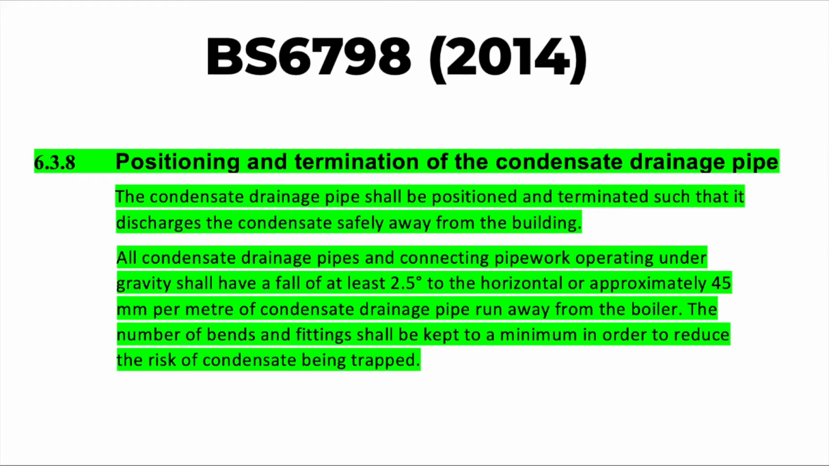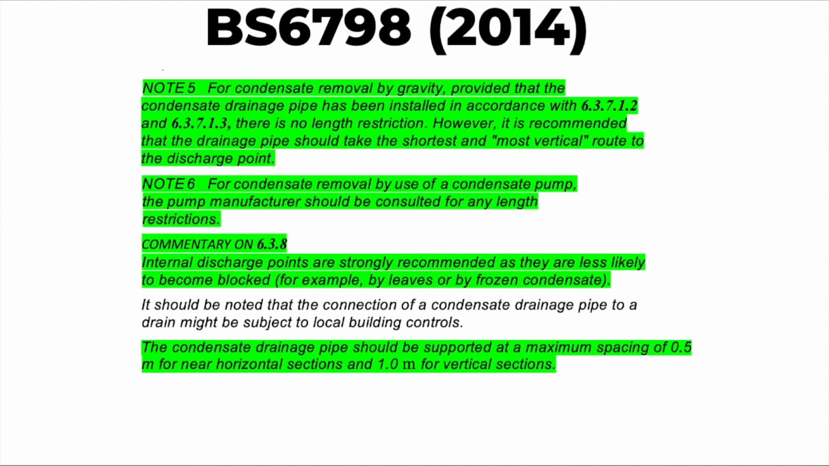We are told we have to get a fall of at least 2.5 degrees on the horizontal, or approximately 45mm per 1 metre. And again, the number of bends and 45s to be kept to a minimum to reduce the risk of condensate being trapped. This part is advising that on a gravity run there are no restrictions on the length, however it is recommended to keep it as short as possible. On a condensate pump, we should refer to the manufacturer's instructions for the length restrictions.